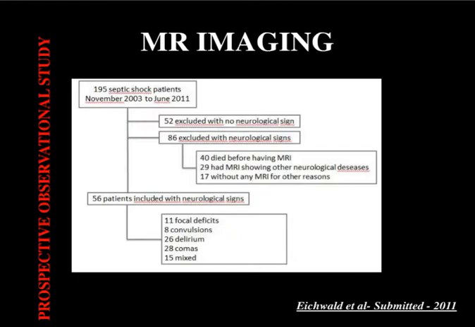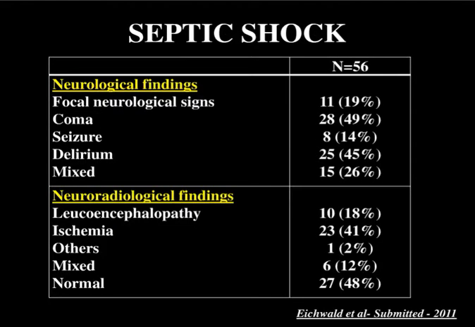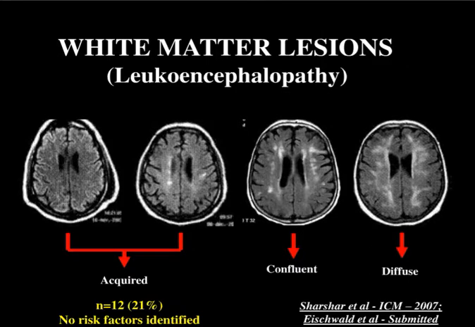In the end, about 60 patients were enrolled in this study. What we found: the main indication for the MRI was, as you can see, coma and delirium. The neurological abnormalities we found were leukoencephalopathy or white matter hyperintense lesions, and ischemia. We reported these lesions in Intensive Care Medicine in 2007. These are the white matter lesions that we can see in septic patients.